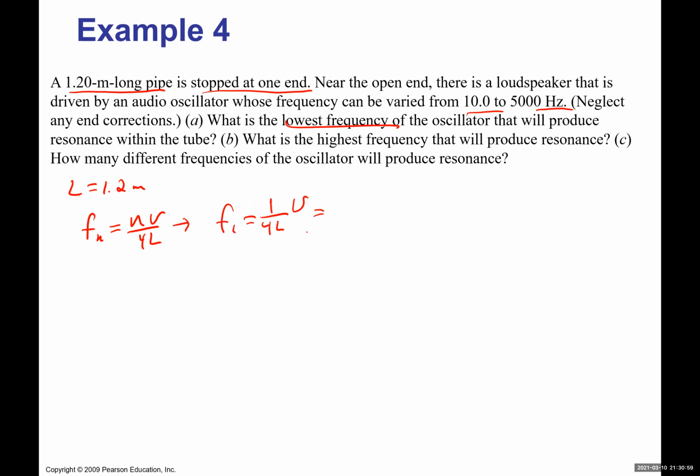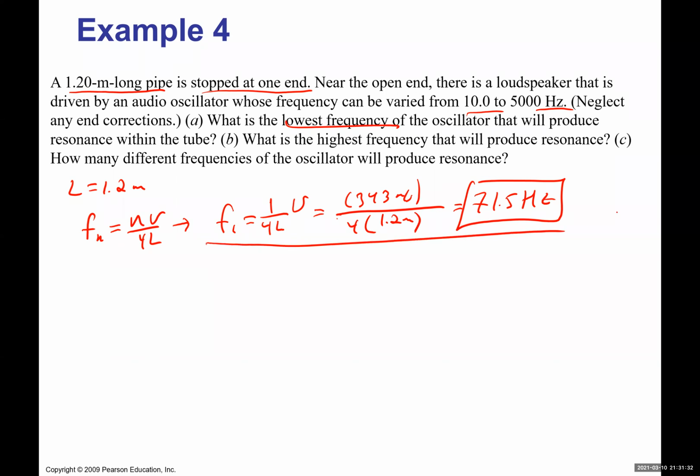Now, what is v? We're talking about the speed of sound. It's a pipe, and we're talking about sound waves, so it is just 343 meters per second. So 343 meters per second for the speed of sound, divided by 4 times the length, 1.2 meters. Calculating this, we get 70.5 hertz. That's the lowest frequency that we can have, the fundamental frequency for this particular loudspeaker, which generates sound waves.